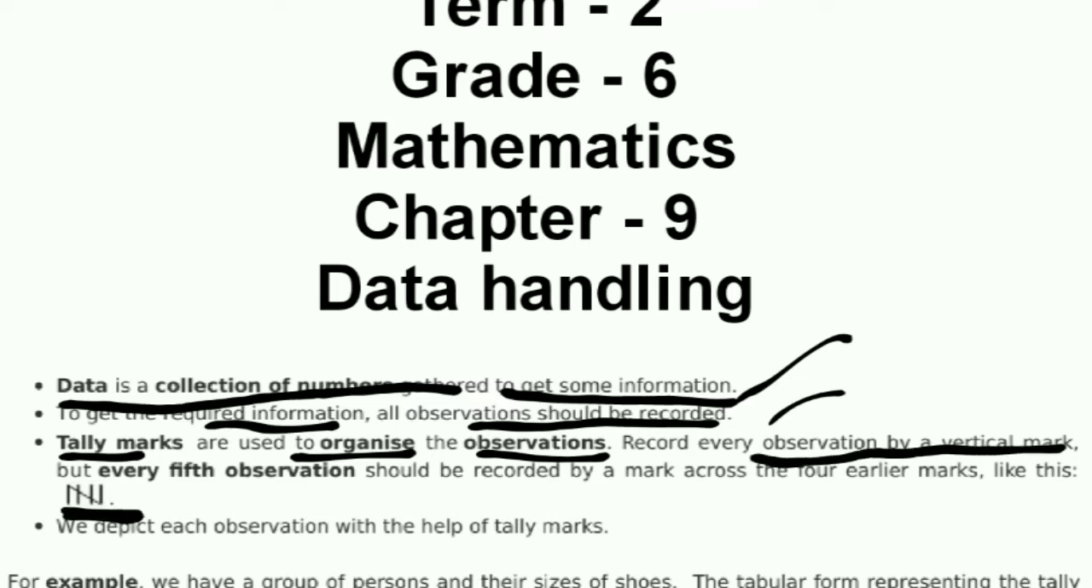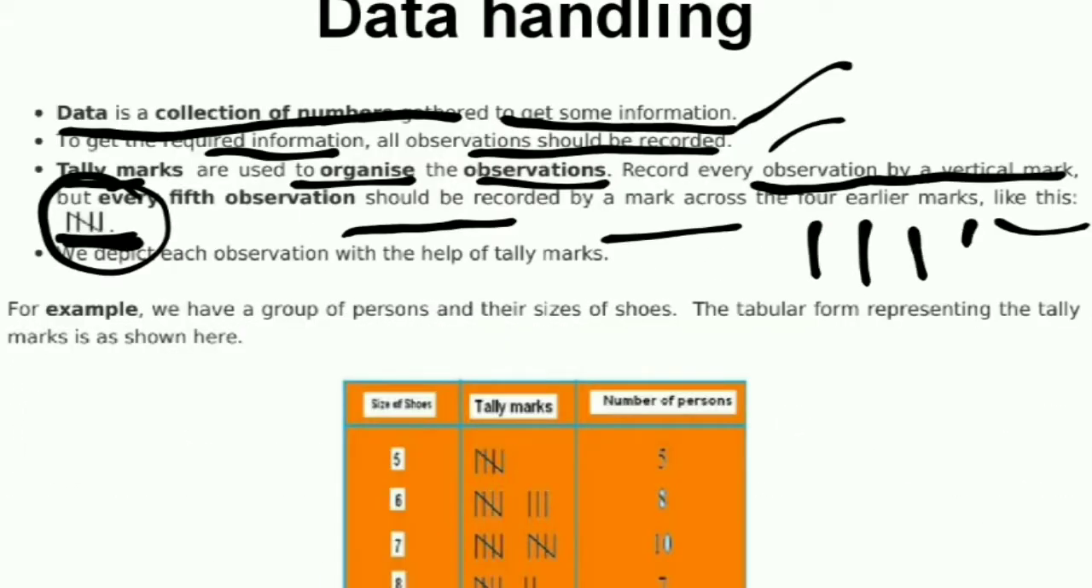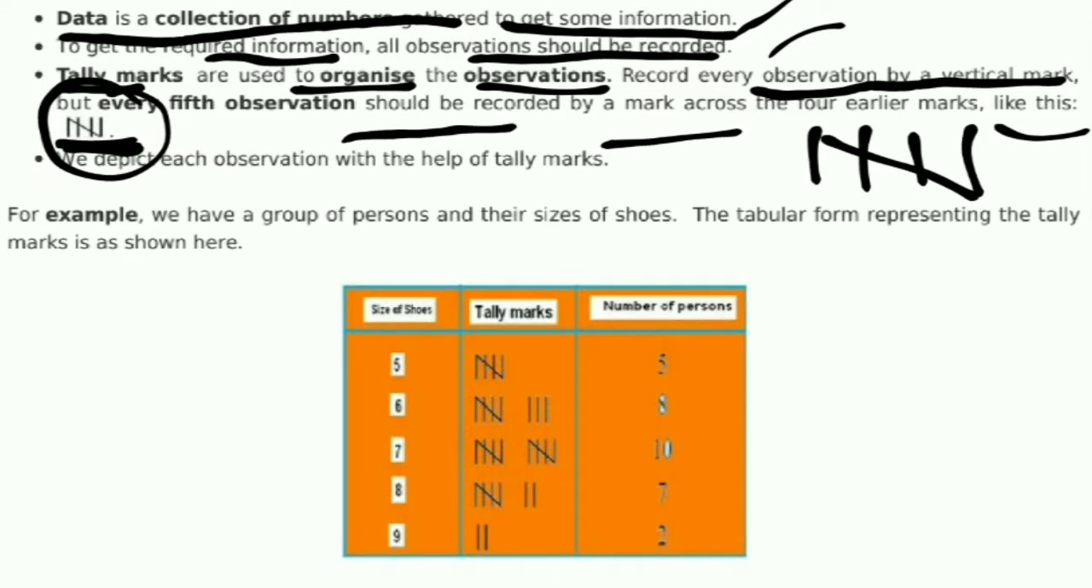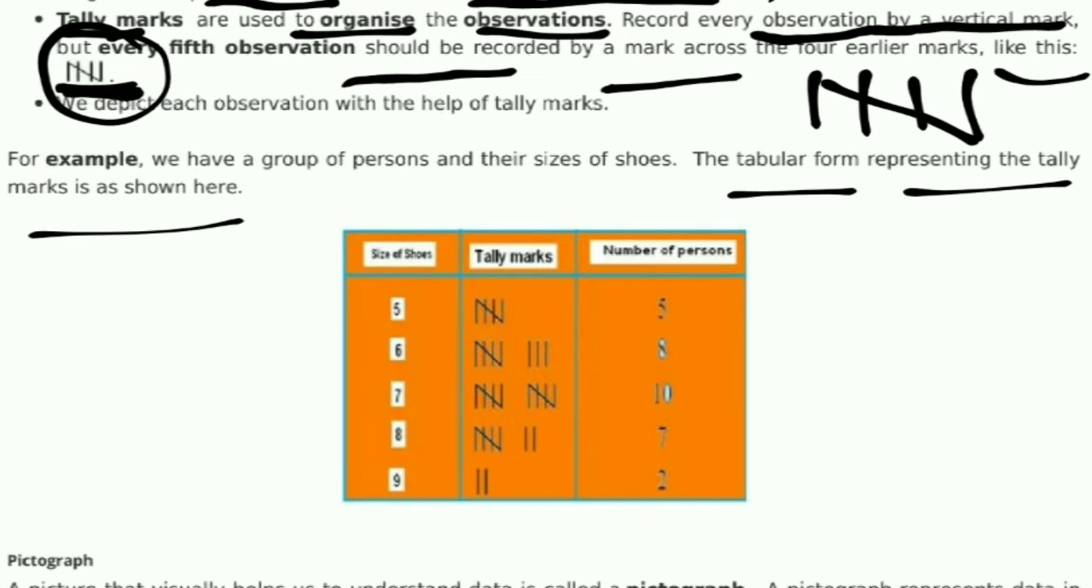See, this is the tally mark, but every fifth observation should be recorded by a mark across the four earlier marks, like this. Okay, this is known as tally marks. 1, 2, 3, 4, and the fifth one like this. We have to cross the fourth. See, this is an example of tally marks, and we can say that a tabular form representing the tally marks is shown here. Okay, this is one example of tally marks.